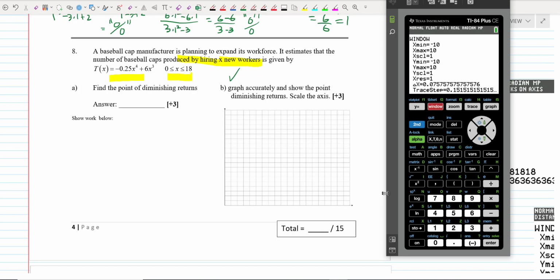Now the window, I'm telling you I want x to go from 0 to 18. So that will be your x window right there. And then you can scale that by 1 or 2 or whatever you want to. Okay, that's totally up to you. I'm going to go maybe by 2.